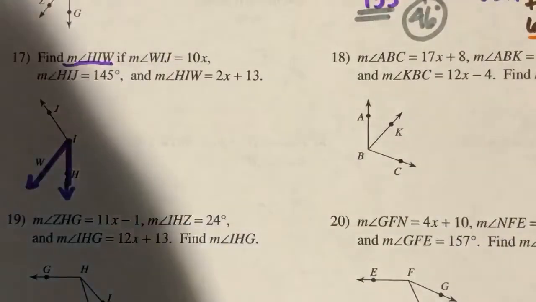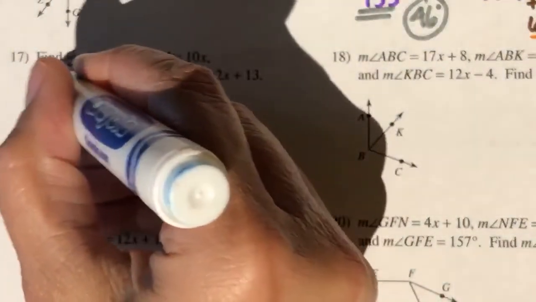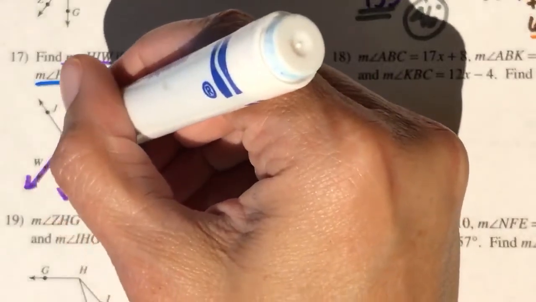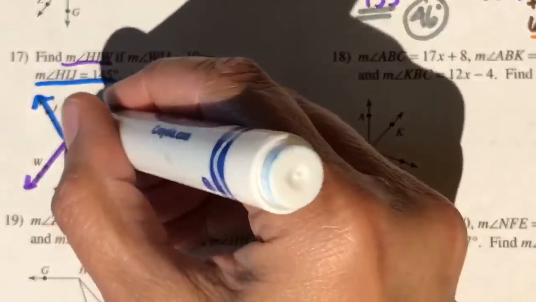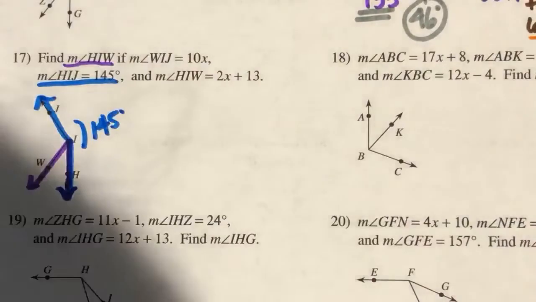If I'm looking for HIW, what I want to do is label the ones that I have. So HIJ is 145. HIJ is this guy, HIJ. That's the big angle. So this guy is 145 degrees. That's the entire angle.